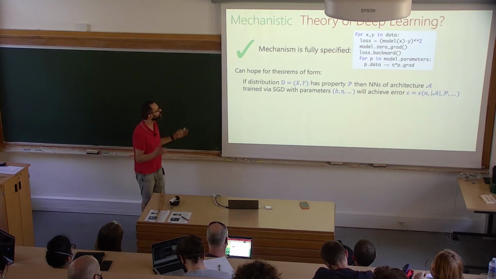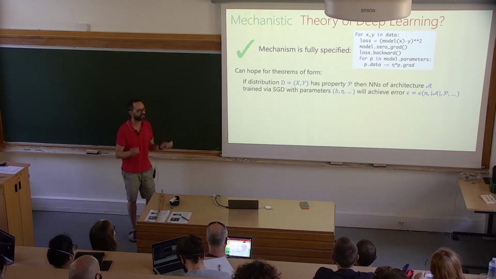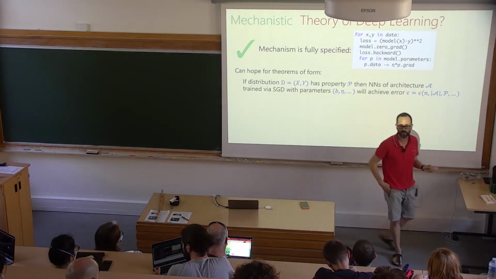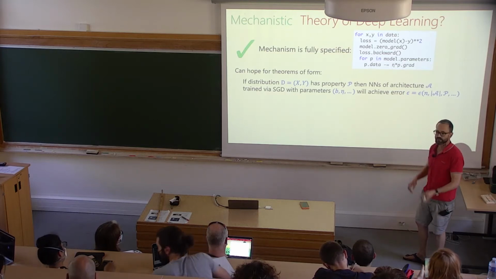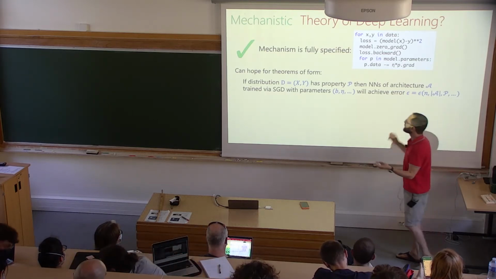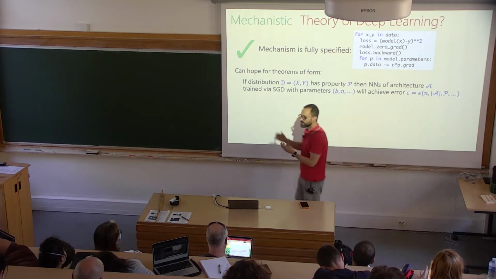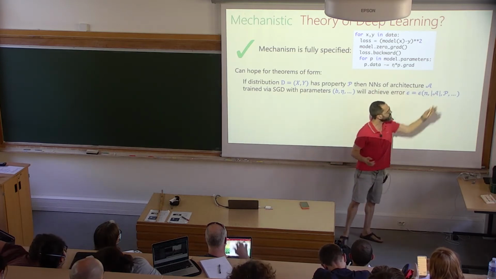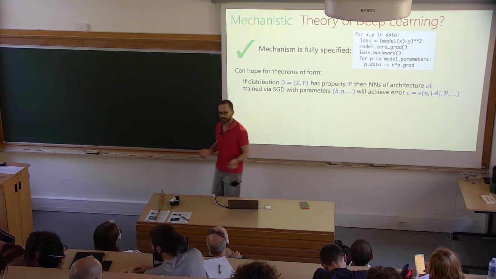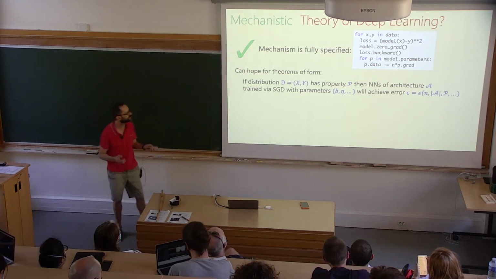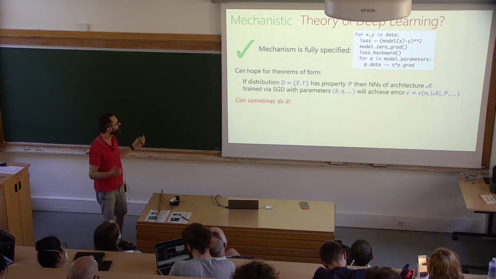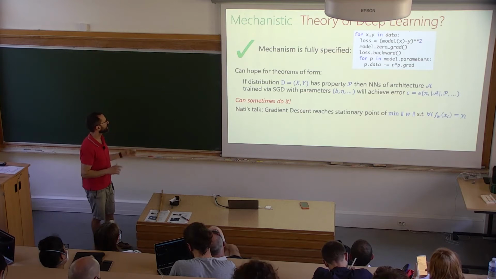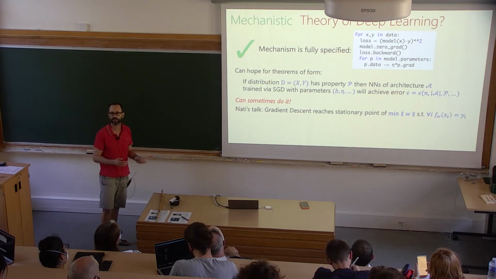And so you might be able to hope for theorems. This is a mathematical process, and you might be able to hope for theorems of the form that, if some distribution has a nice property, then if you have a certain architecture and you train it with certain parameters, then you'll achieve an error epsilon that depends on various properties of your architecture and the number of samples, etc. And indeed, we do sometimes have results like that. For example, Nati's talk gave a bunch of things where you can prove theorems.